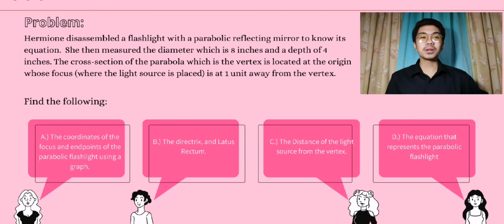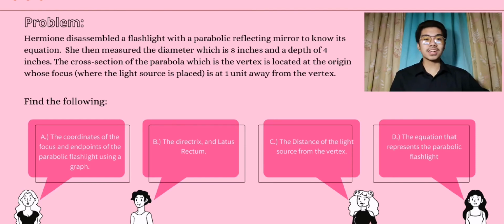And on the given problem, we are asked to find the following: A. The coordinates of the focus and endpoints of the parabolic flashlight using a graph. B. The directrix and its latus rectum. C. The distance of the light source from the vertex, and lastly D. The equation that represents the parabolic flashlight.